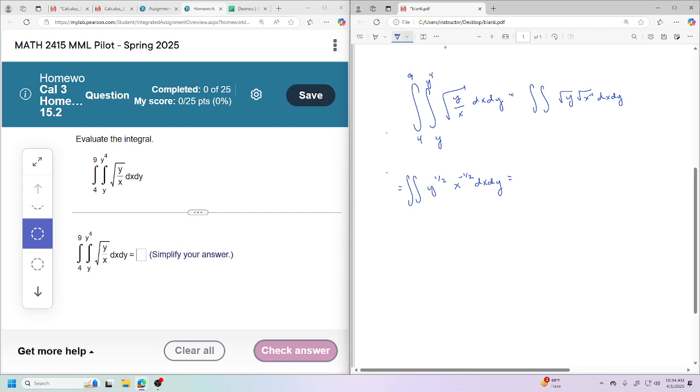So doing it this way, we have to add 1 to the power, divide by the new power. So then leave this guy alone. Add 1 to the power, divide by the new power, from y to y to the fourth. See, switching the variables would take a lot of time because I'd have to draw the region and all that stuff.